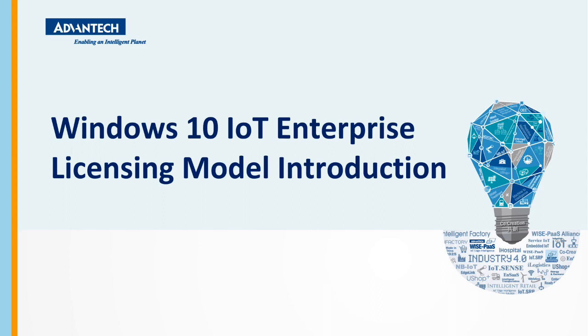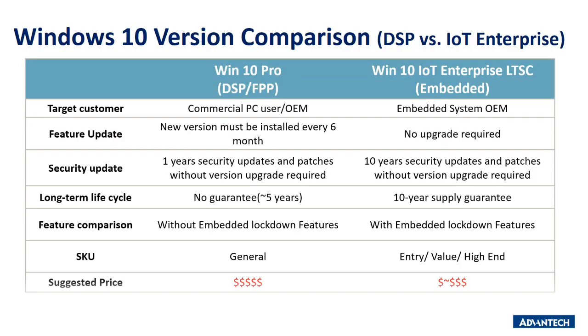In this video, I would like to uncover the licensing model of the most popular embedded OS right now, Win10 IoT Enterprise. Win10 IoT Enterprise is a full version embedded OS which carries most embedded OS traits but is very easy to use. You can find the comparison to the commercial Windows 10 Pro in the slide.